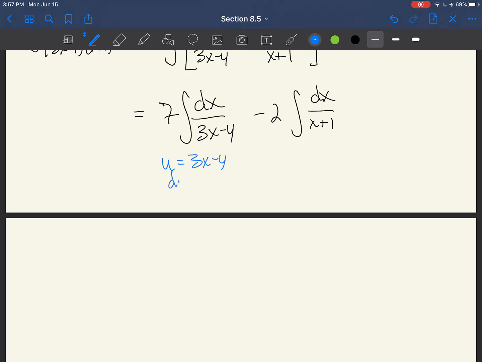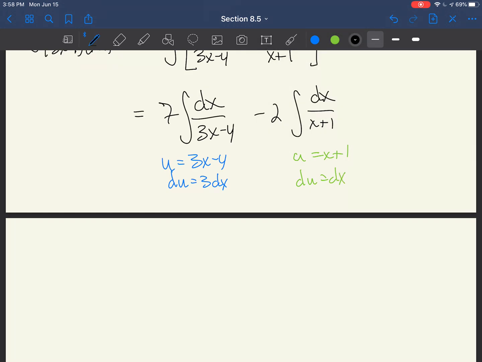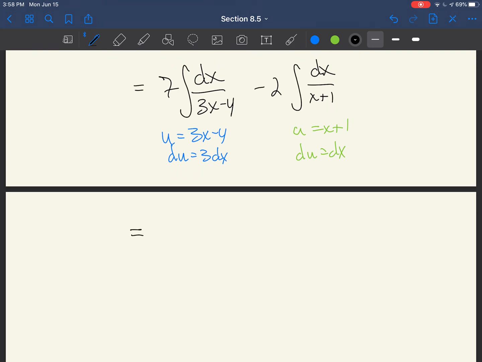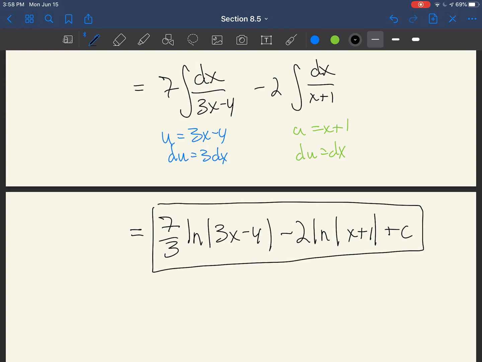Make some substitutions. Let u equal 3x minus 4, so du equals 3 dx. And for the other integral, let u equal x plus 1, so du equals dx. So this would be 7/3, the 3 coming from our du equals 3 dx, natural log absolute value of 3x minus 4, minus 2 natural log absolute value of x plus 1, plus c.